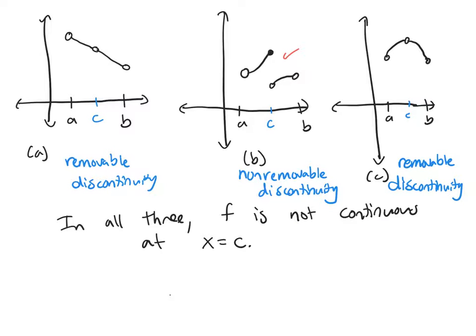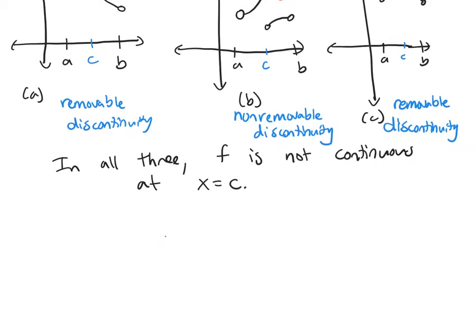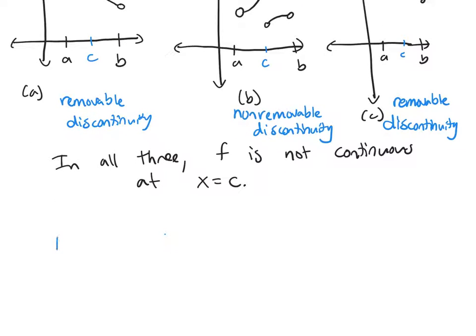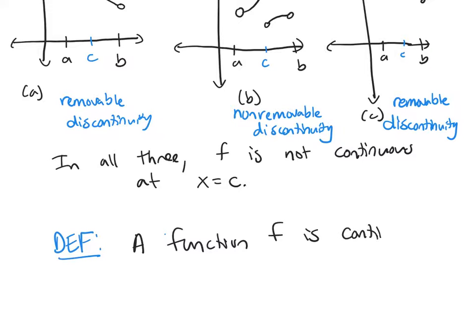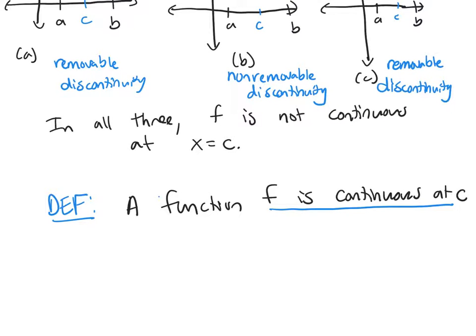So let's define what it means to be continuous. We can see some examples that are not continuous, but let's define what it means to be continuous. So the definition: a function f is continuous at c when three conditions are met.